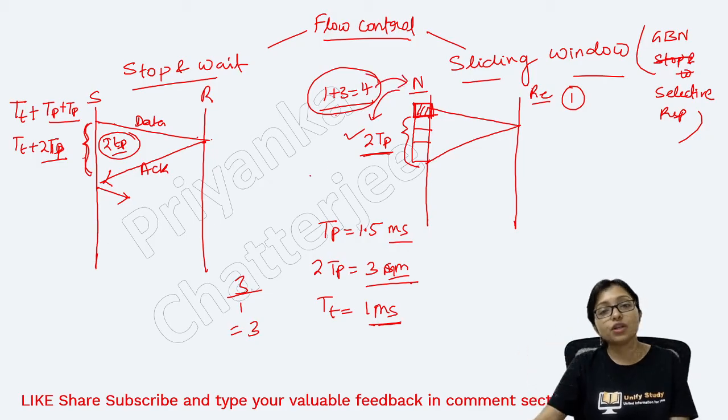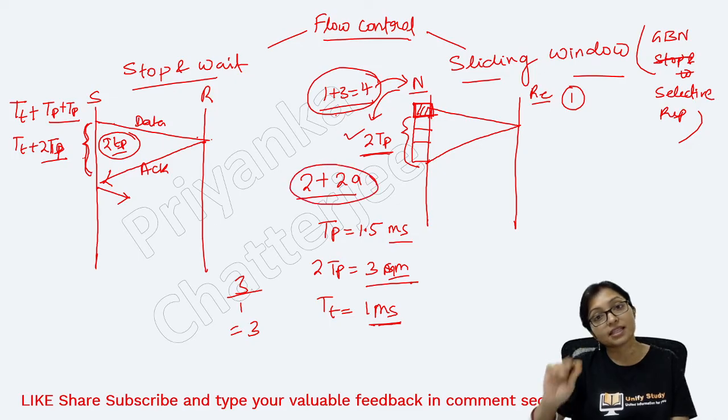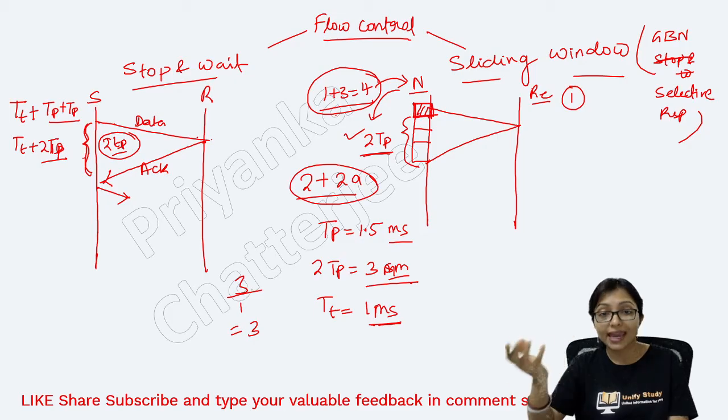That's why the window size comes out as 1 plus 2A. It is depending on this. A is what?